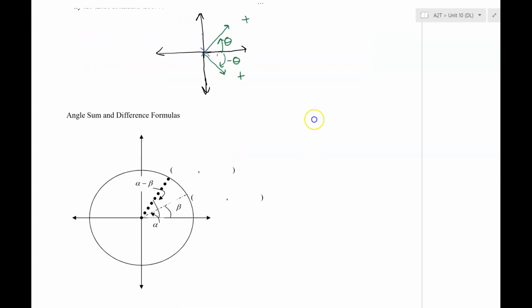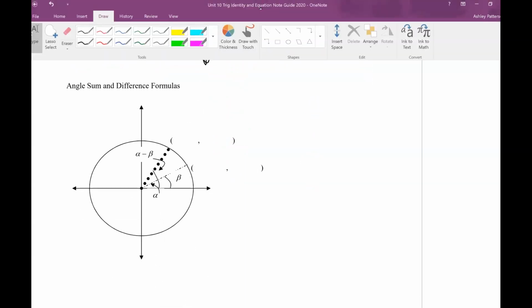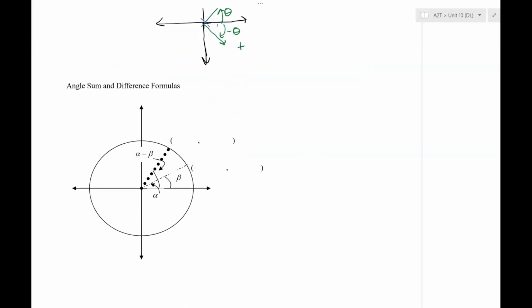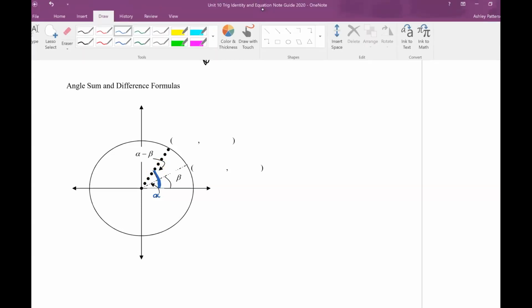Okay, so angle sum and differences. Okay, so we have a couple angles that I want you guys to sort of identify here. Now keep in mind we're looking at a unit circle. Okay, so our first angle is this big angle right here, and that's alpha. Alpha is just an angle measure. Okay, alpha, beta, theta, x.